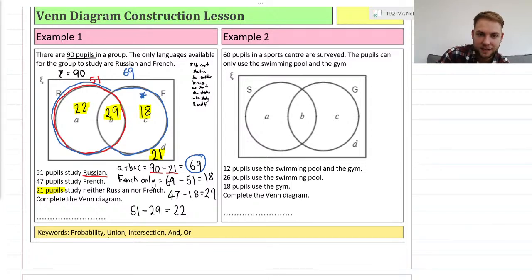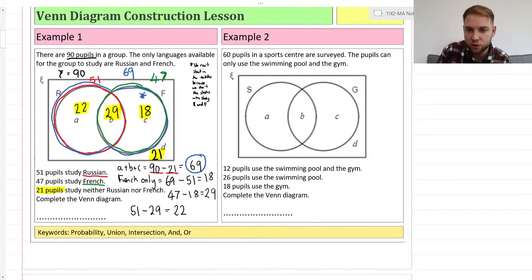Then I know that French represents the right-hand circle, so let's just draw that one as well. So the right-hand circle is French, so that's this circle. Need better circles. And that is 47. So to work out the middle part, we do 47 take away 18, which gives us 29, and the last part is 51 take away the middle part, which was 29. So that's our first example. It is tricky, that. I've actually started with a really tricky one, but that's how we construct our Venn diagram.